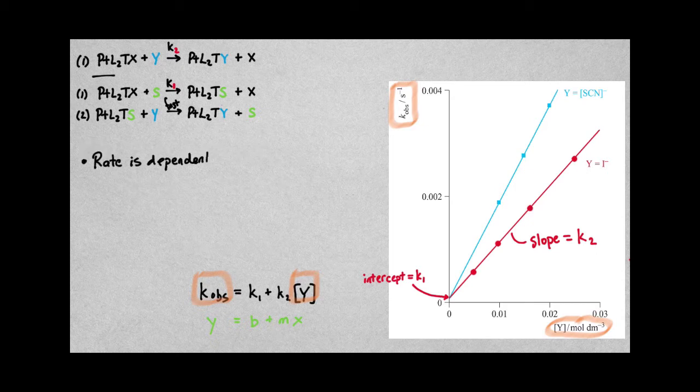Notice that the rate is shown to be dependent on the concentration of incoming ligand Y, right? As we increase concentration of Y, the rate is going up. In addition, we see that the rate is also dependent on the identity of Y. Notice the slope is increased when we switch from our incoming ligand being iodide to thiocyanate.